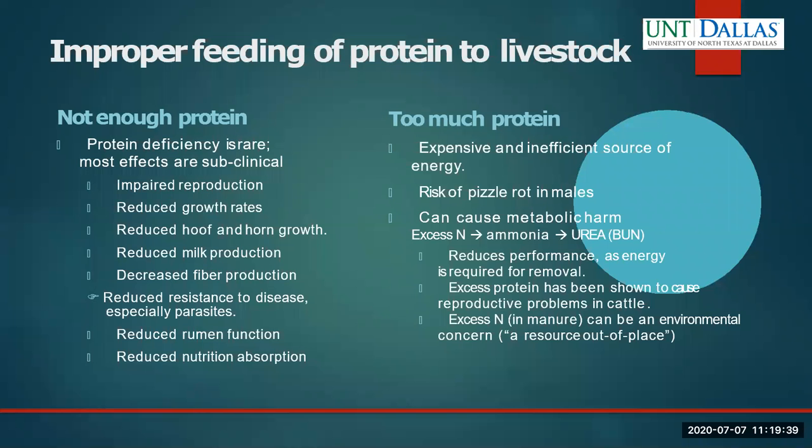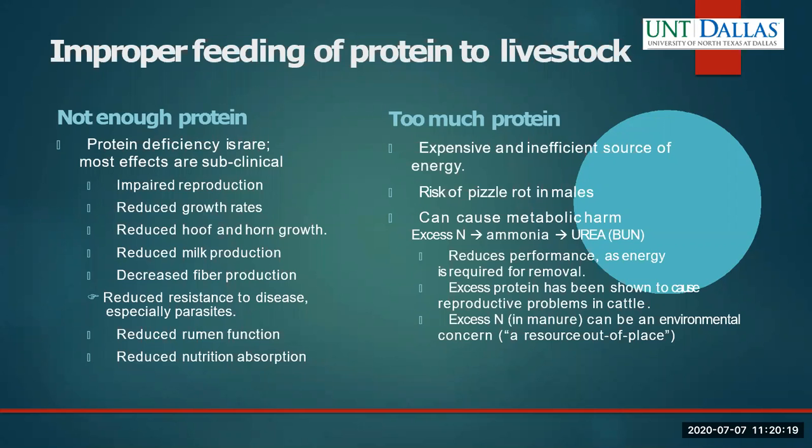So if there is improper feeding of protein to livestock, that means not enough protein, if there is protein deficiency. Protein deficiency is rare. Most effects are subclinical. For example, there will be some effects on reproduction, reduced growth rates, reduced hoof and horn growth. Milk production will be reduced, fiber production reduced, reduced resistance to diseases, especially parasites, and reduced rumen function.